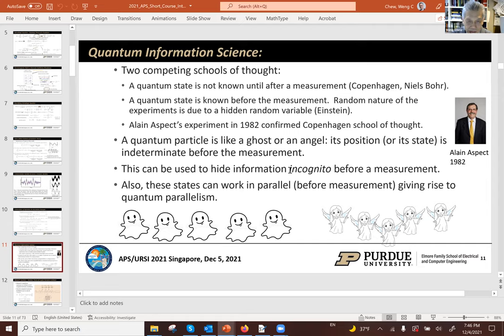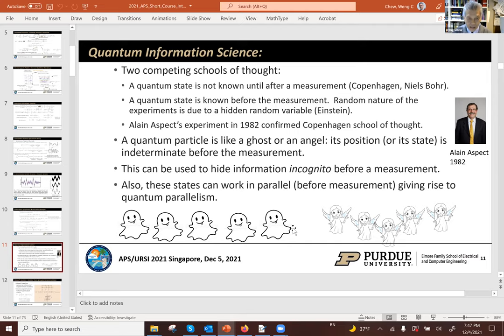Another very important thing is that if you can get all these states to work in parallel before a measurement, if they're all doing work for you in some fashion, you can have some kind of a quantum parallelism. And that is what quantum computing is based on, quantum parallelism.